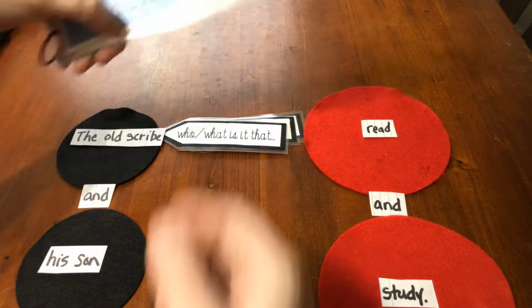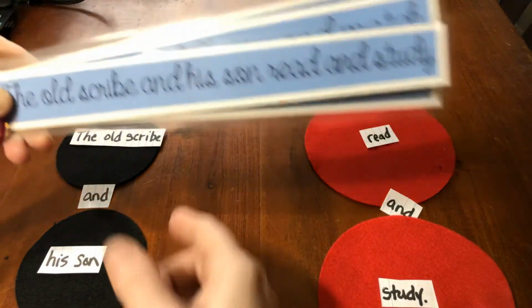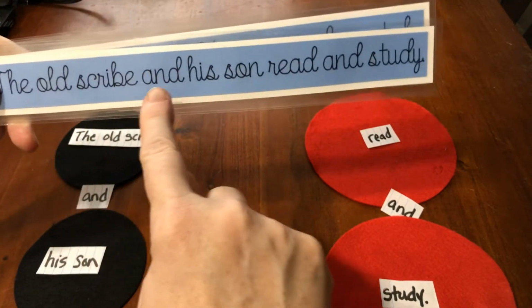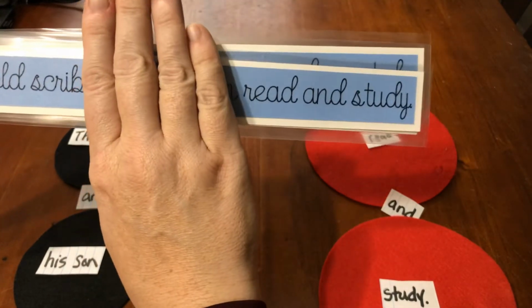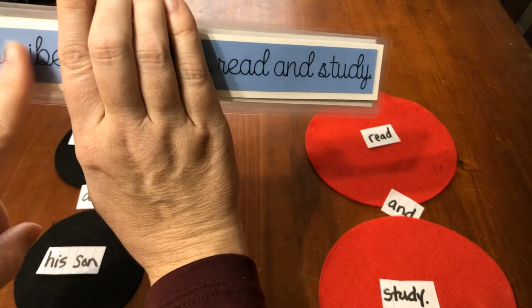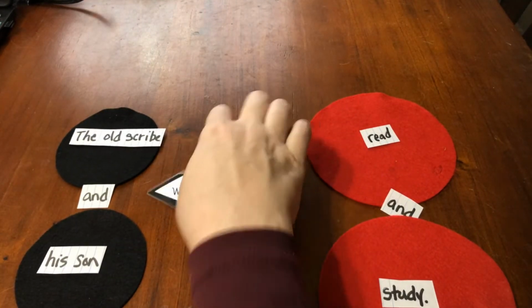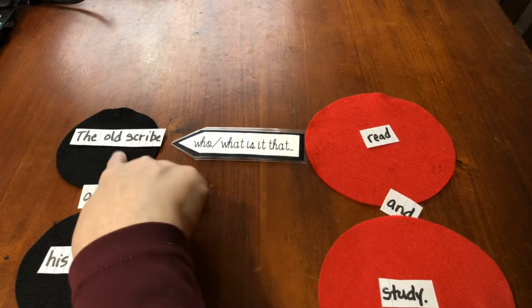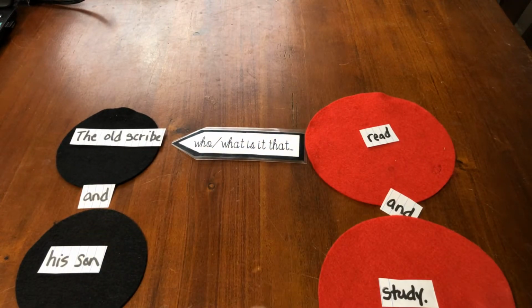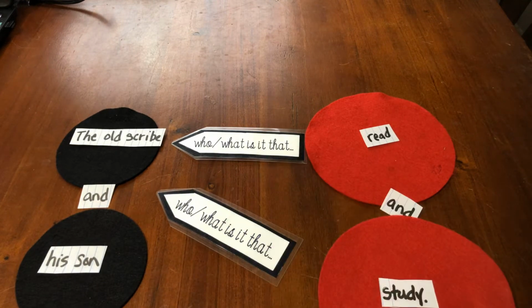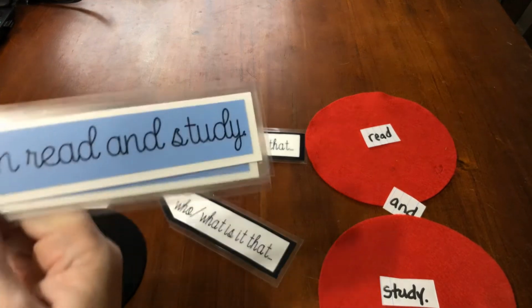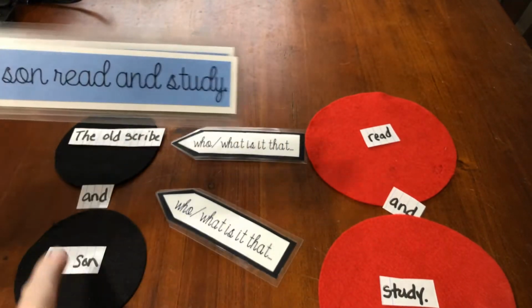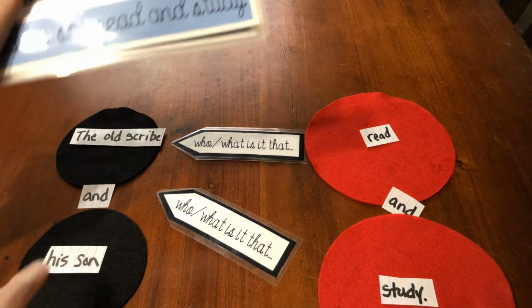Now let's look at our sentence so we can answer our who, what is it questions. The old scribe and his son read and study. If we take out and his son, it would say the old scribe reads and studies. So when we are asking read, who is it that reads? The old scribe reads. When we're asking for study, who is it that studies? The old scribe studies.